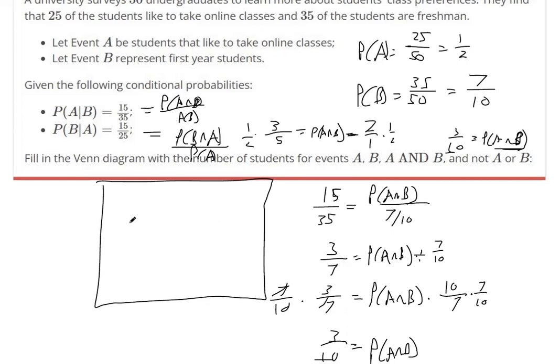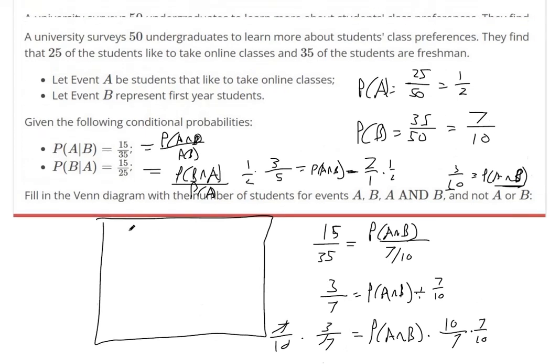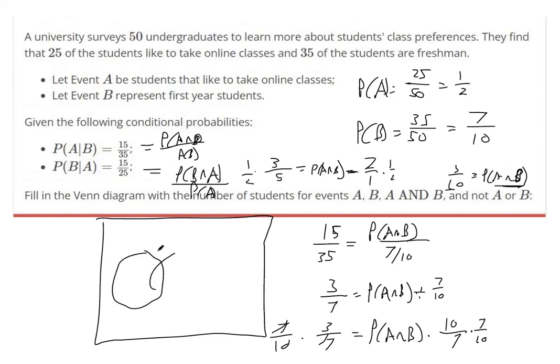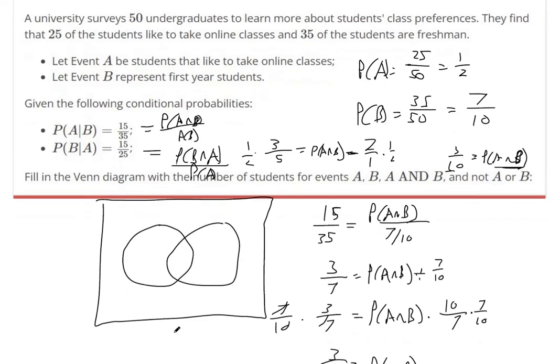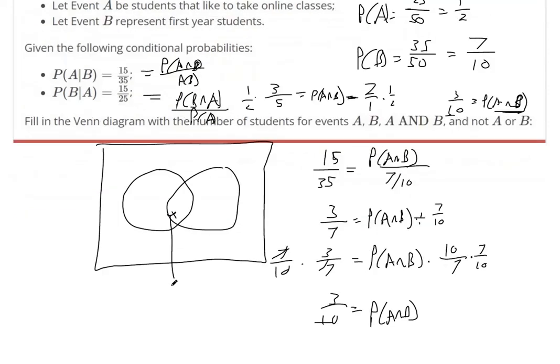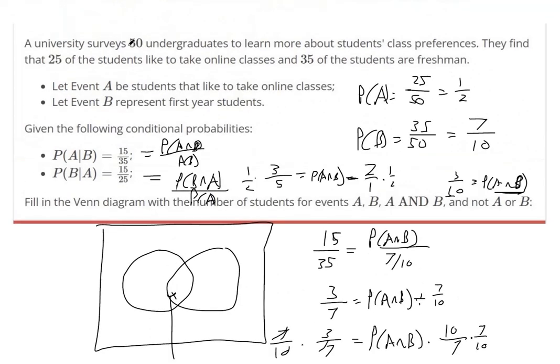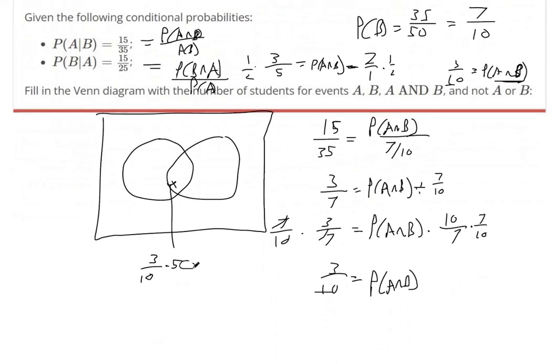Okay, so they want the number of students. We can get that really quickly from the probability. So let's start with the intersection, just like we usually do with Venn diagrams. So the intersection is A and B, right? We found out 3/10 of the students meet this criteria. So you multiply that by the total number of students, 50. So 50 divided by 10 is 5. 5 times 3, that's 15 in here.